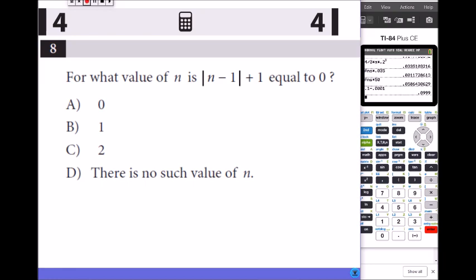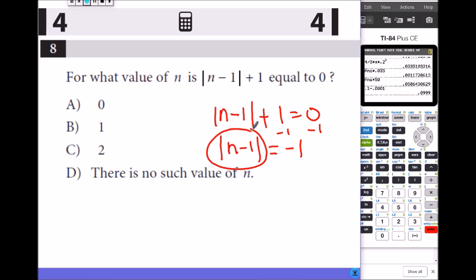Number 8. For what value of n is the absolute value of n minus 1 plus 1 equals 0? So just write it out: absolute value of n minus 1 plus 1 equals 0. If you're solving for the absolute value of n minus 1, move 1 to the other side. So it's negative 1. So when will the absolute value of something become negative? Never, right? So the answer is D.